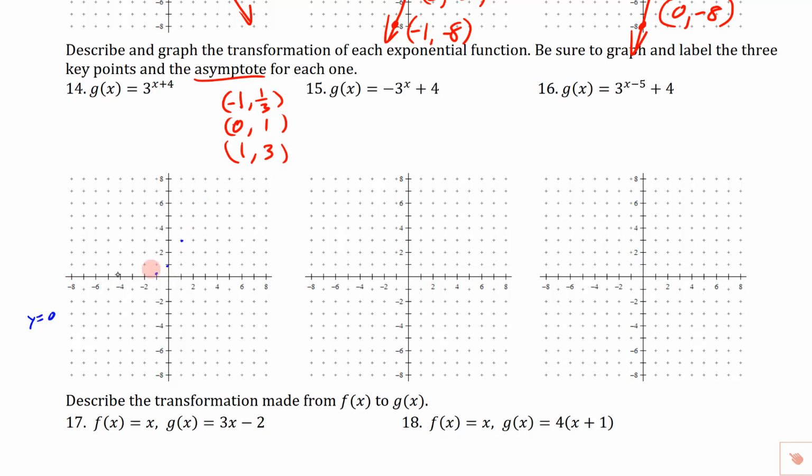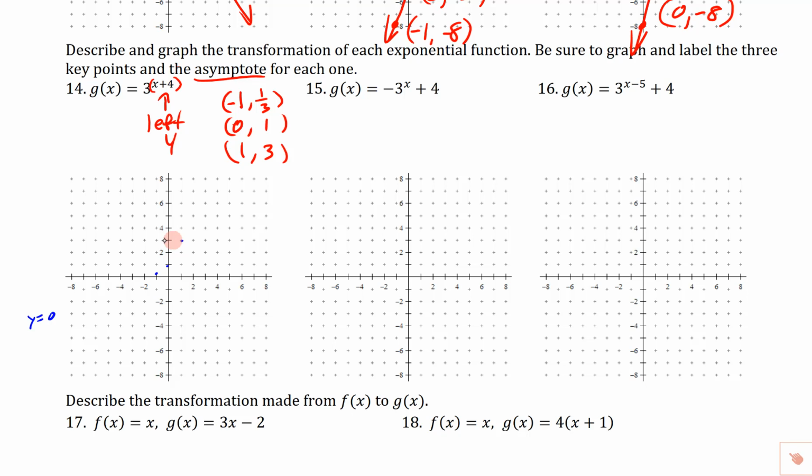Okay, so that's what we've got, and now we want to take care of the transformation here. What happened here was they took the x and added 4 to it, and because that's in the exponent, we could put parentheses around it. Adding 4 to the x actually moves it in the opposite direction, so this is going to move it to the left 4. That's the only change here. We're going to take every one of these points and move them to the left 4 units.